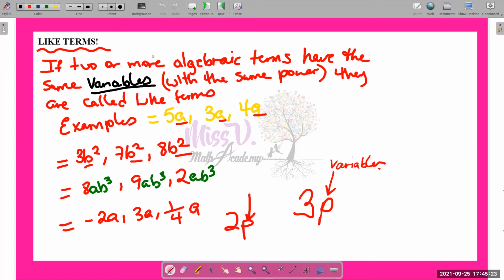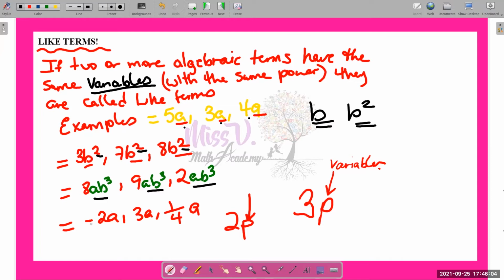So here we have like terms. 5a, 3a, 4a are like terms because they have what? The same variable with the same power. 3b squared, 7b squared, 8b squared are all like terms because we have the variable with the same power. Remember, that's important. Even though we have variables with the same letter, b and b squared are two different variables. They have two different meanings. Now we have 8ab cubed, 9ab cubed, 2ab cubed. All of them have the same variable, so they are all like terms.